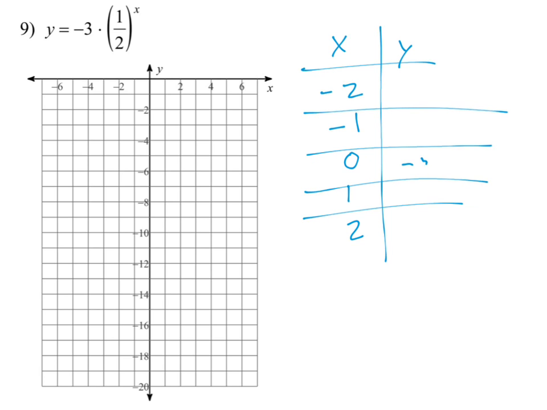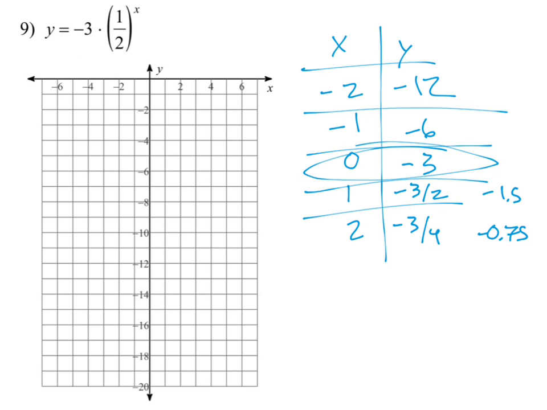Alright, let's get these things written in. Negative 3, negative 3 halves, which is negative 1.5. Negative 3 fourths, which is negative 0.75. This is going to be negative 6 and negative 12. You may have wondered how I got all these. Well, this number in front is the y-intercept. So I just put that in for where x is 0, because that's the y-intercept. And I knew that this number, if you remember back when we were writing exponential equations, is what you're multiplying by.